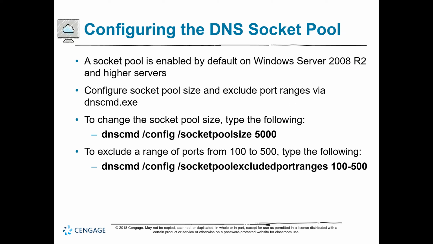So to configure the DNS socket pool: a socket pool is enabled by default with Windows Server 2008 R2 and higher. You configure the socket pool size and exclude port ranges via dnscmd.exe. To change the socket pool size, type the following: dnscmd /config /socketpoolsize 5000. To exclude the range of ports from 100 to 500, type the following: dnscmd /config /socketpoolexcludedportranges 100-500.